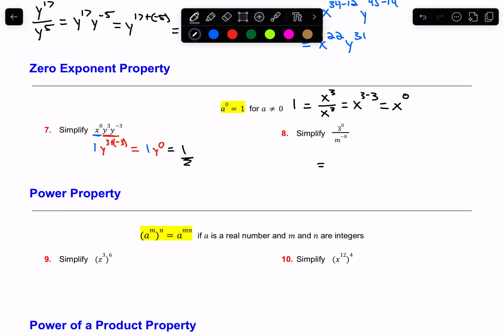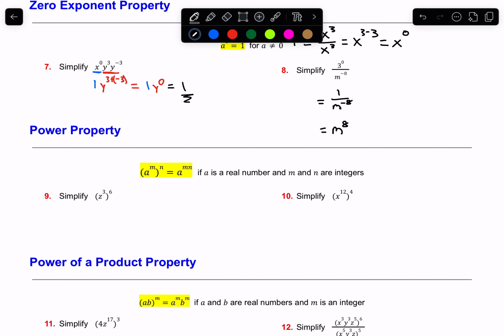Number 8, we're going to combine two rules. We have 3 to the 0 over m to the negative 8. 3 to the 0 is 1, so we have 1 over m to the negative 8. And by the rule of negative exponents, if it's m to the negative 8 down here, we can move it to the top to make it m to the positive 8. So all we do is move that m to the negative 8 to the numerator, and we get a positive 8 as our new exponent when we move it up.